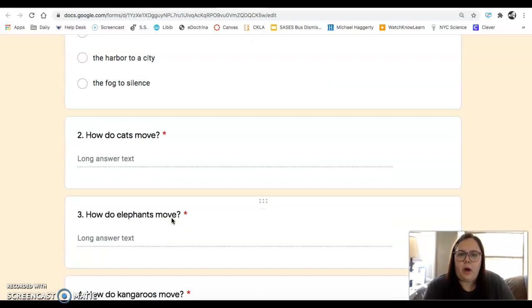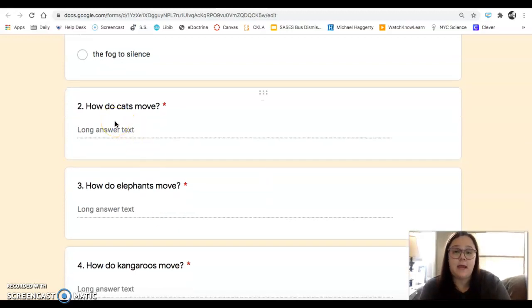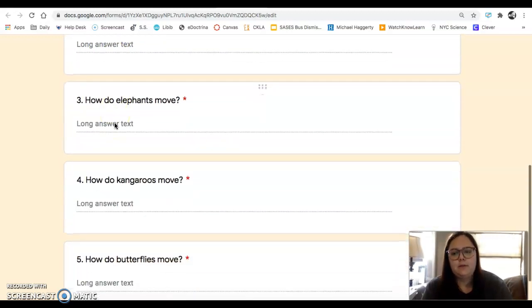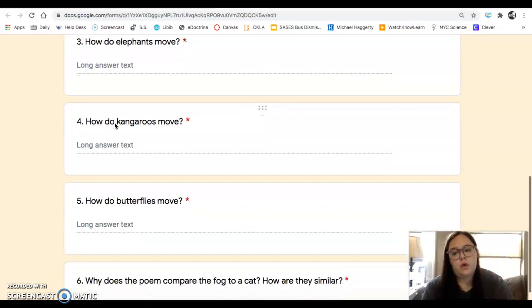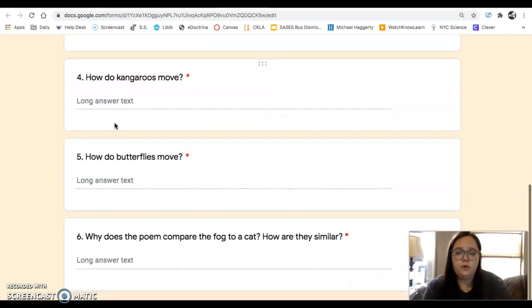Now we're going to think about how certain animals move. So think about if you've seen this animal in person before, or if you've seen a video or a movie that featured this animal, and I want you to write about how it moves. How does it look when it moves? So the number two asks cats. Think about how does a cat move, and write your description in the box. How do elephants move? How do kangaroos move?